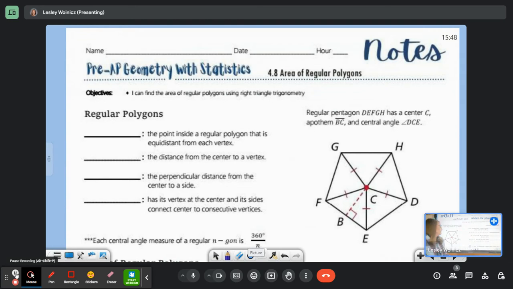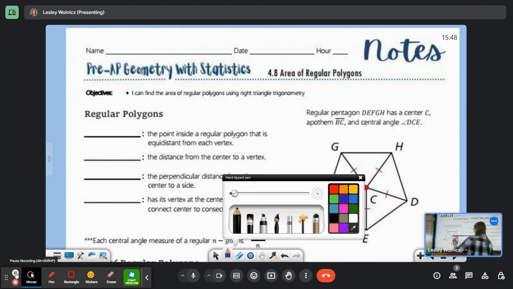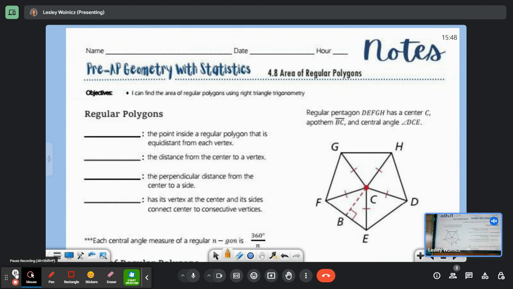All right, so we are going to find area of regular polygons today. We're going to start off by labeling some things on this picture. The point inside a regular polygon that is equidistant from every single vertex, which are the corners of the figure, that is the center. On this figure, it is point C.